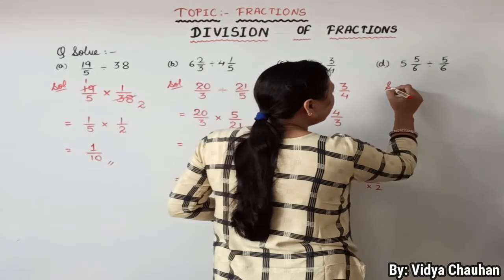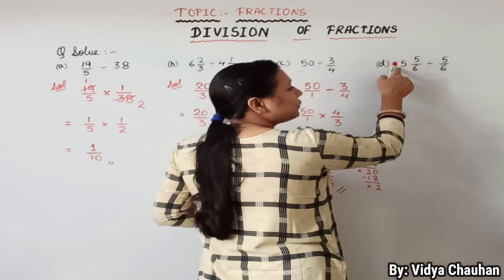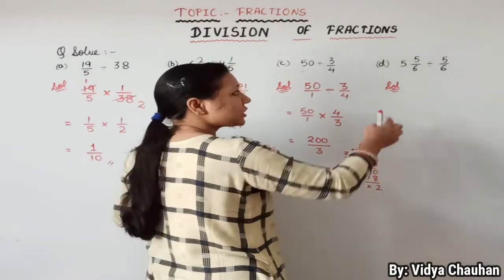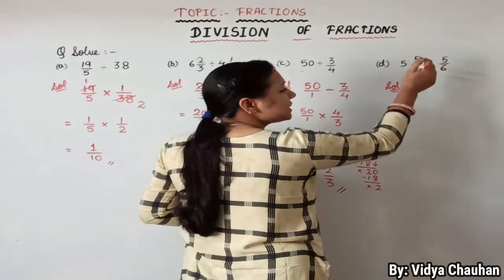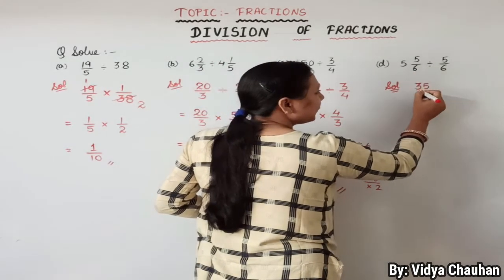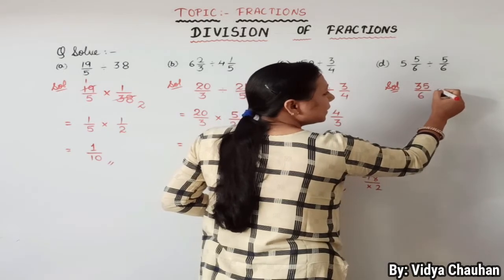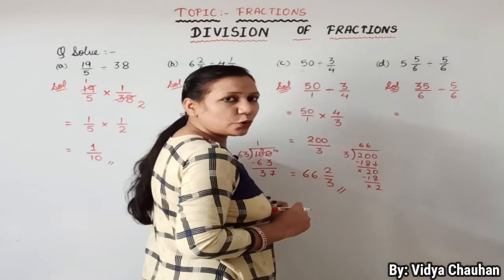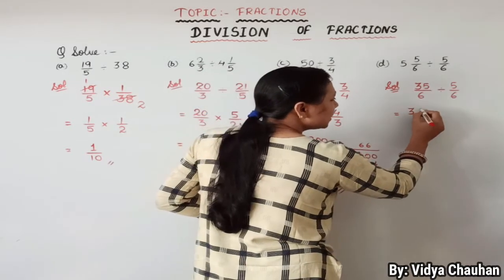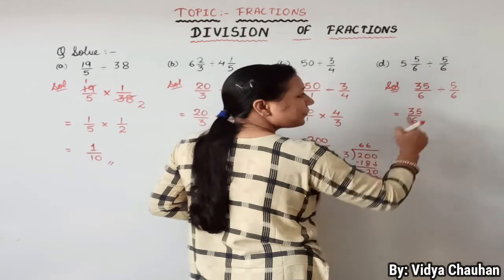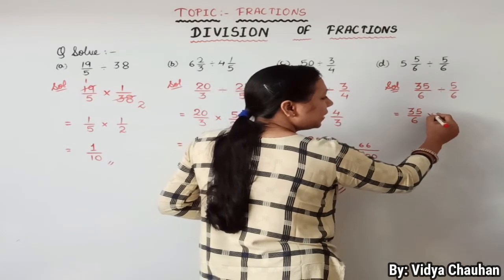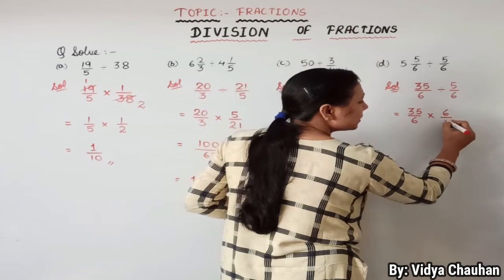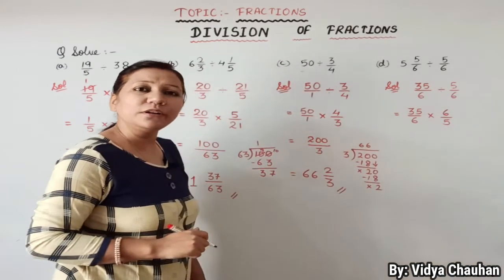Coming up to the last part, in which you have to divide a mixed fraction with a proper fraction. So once again, let's start the solution. And what we will do, we will very first convert this mixed fraction into an improper fraction. 6 5s are 30 plus 5, 35 upon 6 divided by 5 upon 6. Let's apply the rule of division now. So first fraction 35 upon 6 copied as it is. Convert the sign of divide into multiplication and take the reciprocal of the second fraction. So 5 upon 6 will become 6 upon 5.